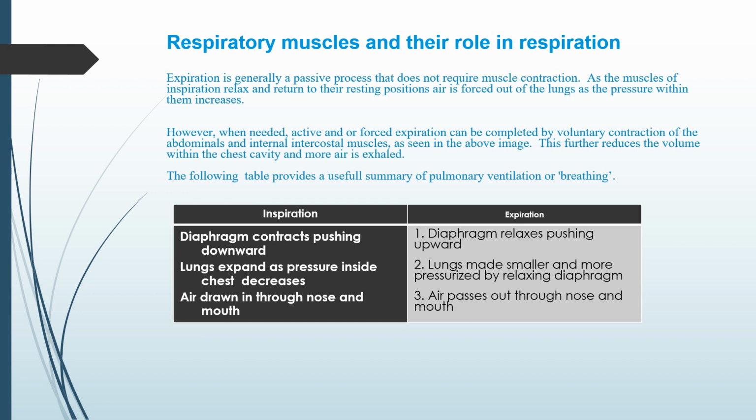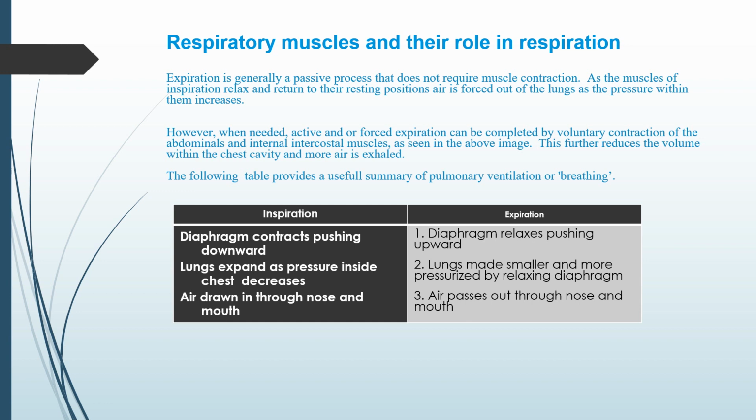Respiratory muscles and their roles in respiration. Expiration is generally a passive process that does not require muscle contraction. As the muscles of inspiration relax and return to their resting positions, air is forced out of the lungs as the pressure within them increases. However, when needed, active expiration can be completed by voluntary contraction of the abdominals and internal intercostal muscles, as seen in the above image. They further reduce the volume within the chest cavity and more air is exhaled.